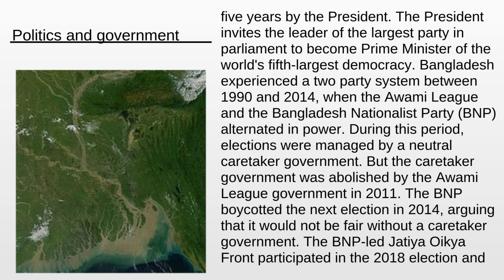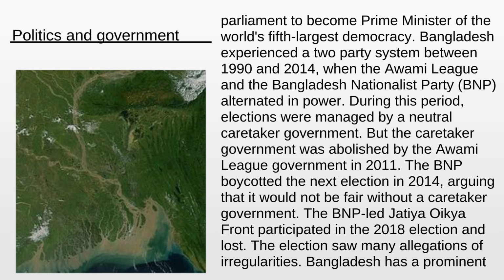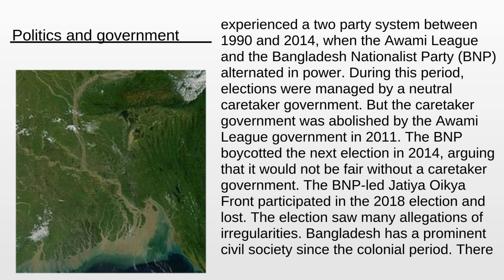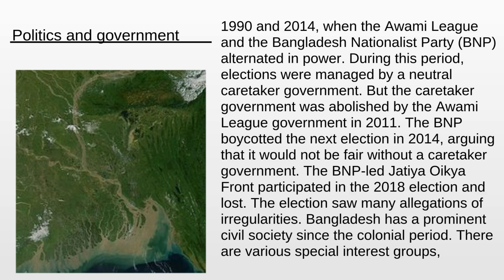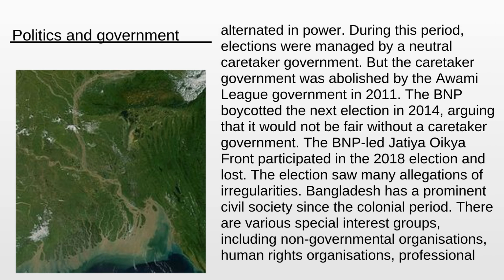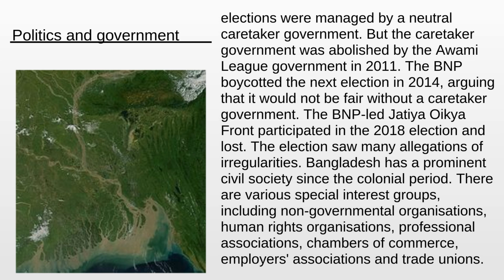Bangladesh experienced a two-party system between 1990 and 2014, when the Awami League and the Bangladesh Nationalist Party, BNP, alternated in power. During this period, elections were managed by a neutral caretaker government. But the caretaker government was abolished by the Awami League government in 2011.